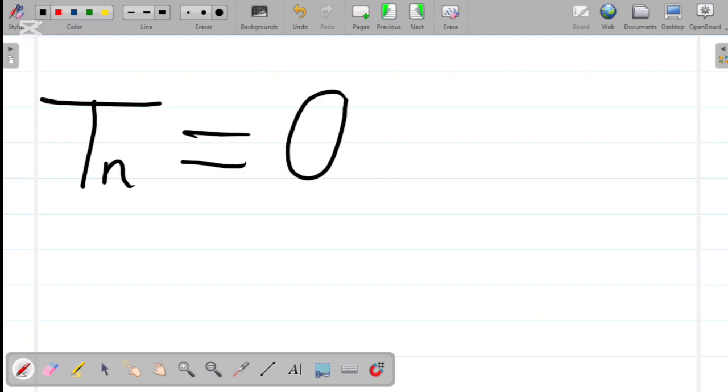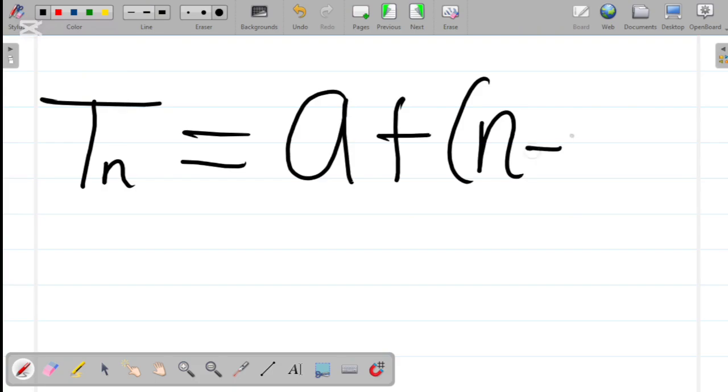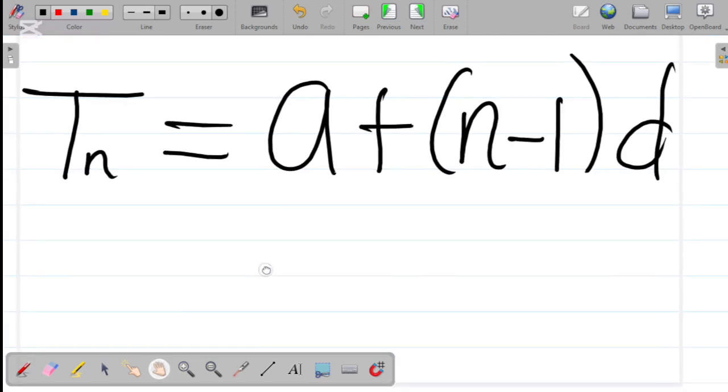Now take note of this. The general formula for finding terms using arithmetic progression is what? T subscript n is equal to a plus n minus 1, and then multiply by d. So this is the general formula for finding terms using arithmetic progression.